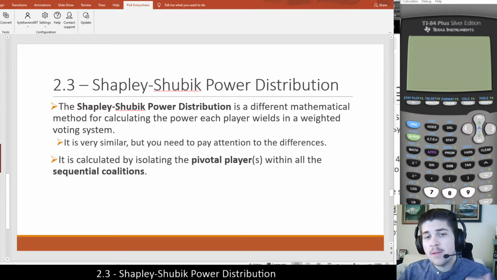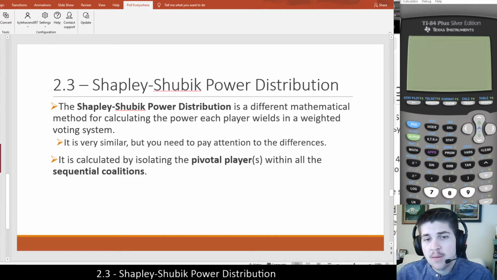So if you recall about the Banzhaf power distribution, we talked a lot about coalitions and discussing which of the players within each winning coalition is critical. But we did not pay mind to, well, what order they come in. And it's something I didn't mention at the time, which you may have been wondering is, well, what if the order is different? Does that matter? So, that's really the main difference. In Banzhaf, no, the order does not matter. But in the Shapley-Shubik, yes, the order does matter.